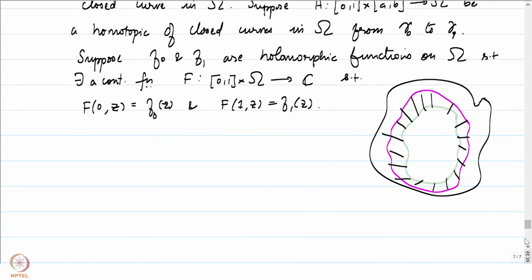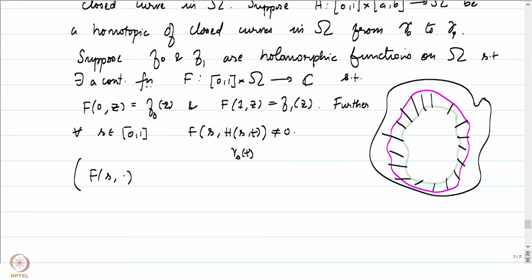So, we have a further supposition that these zeros are well behaved. Suppose further that for all s in [0,1] we have the extra condition that f of s comma h of s comma t is not equal to 0. Notice that h of s comma t is just gamma s of t. So this tells us that f_s, this particular function defined on omega, does not vanish on gamma s. This is precisely what is being demanded.